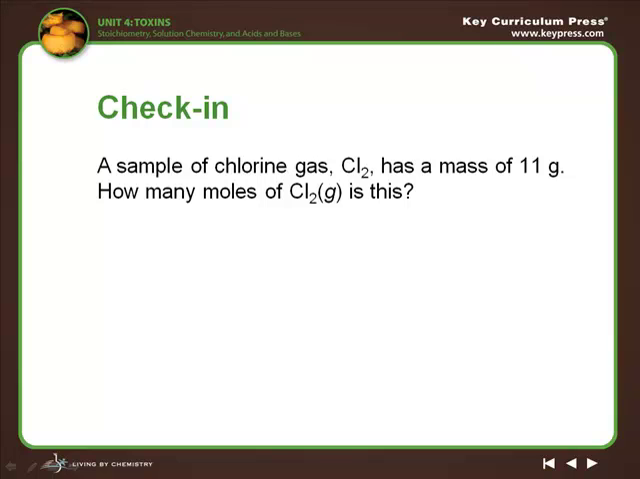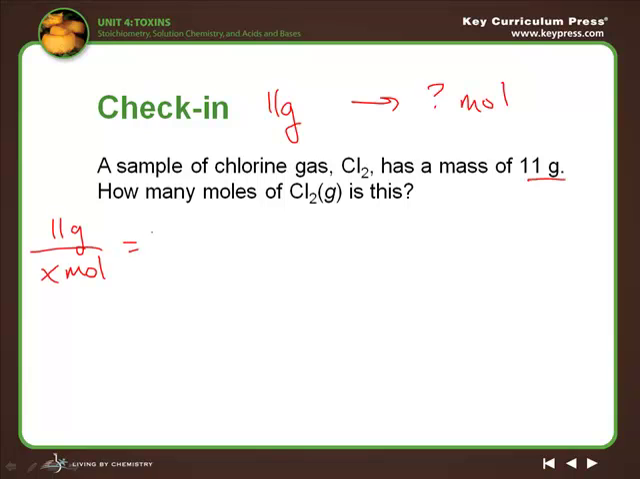In this first problem, how many moles? So to do that, we have a mass of 11 grams. This is what we know. What we're trying to find out is how many moles. So to do that, we start out with our 11 grams. We want to know how many moles that is.